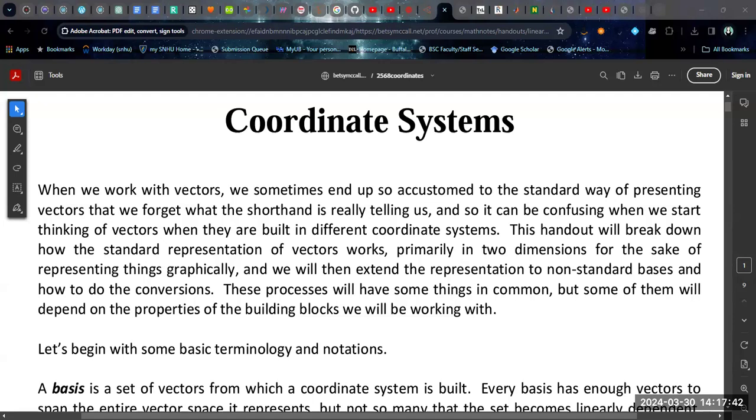We're going to look at it graphically in 2 dimensions as a basis for our intuition and our intuitive knowledge of it. And then we'll do calculations on larger systems, R3, R4, etc.